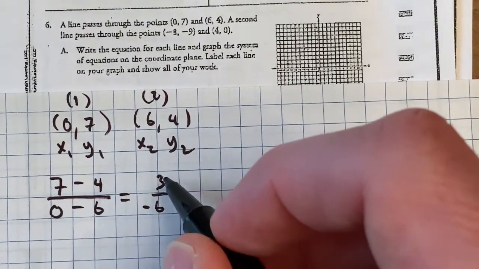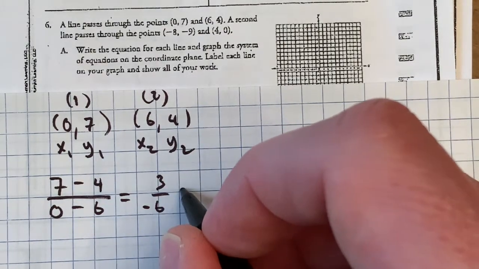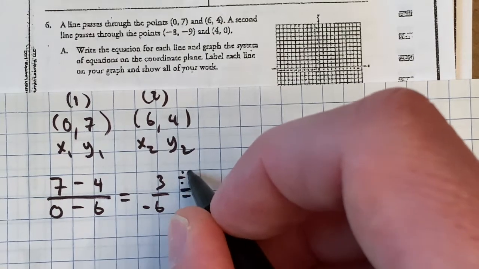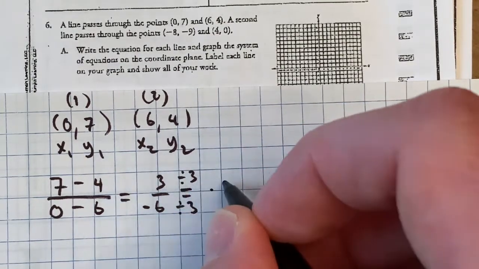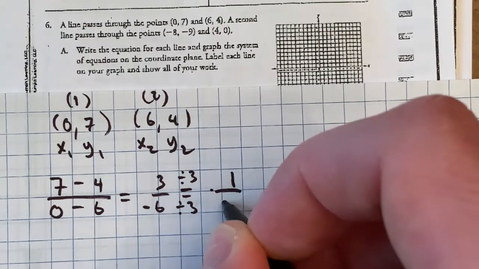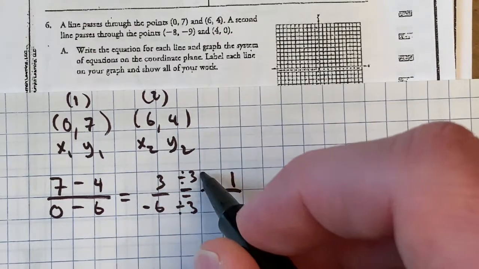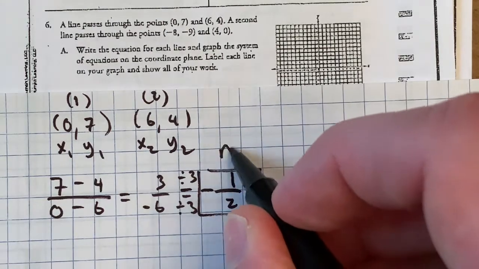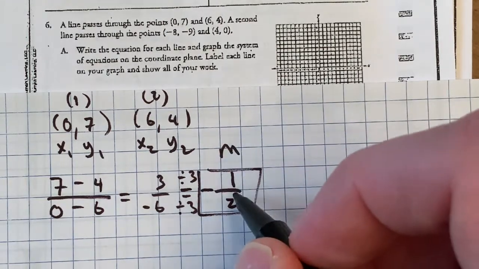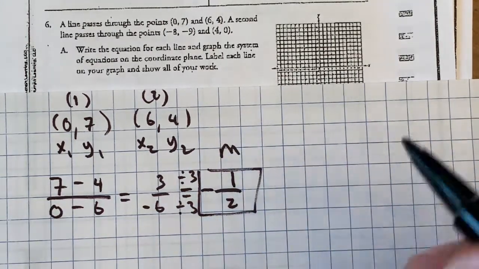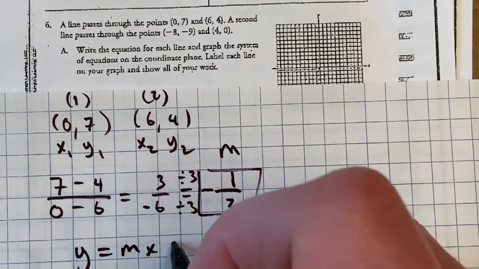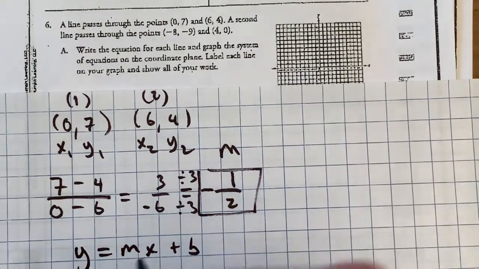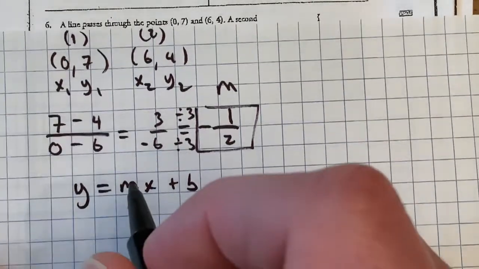We can reduce 3 over 6 because this is divisible by 3, and this is divisible by 3. So 3 divided by 3 is 1. 6 divided by 3 is 2, and we need that negative. So now this is my slope. m is negative 1 over 2. Then you're going to take the form y equals mx plus b. So remember, this is the equation of a line.